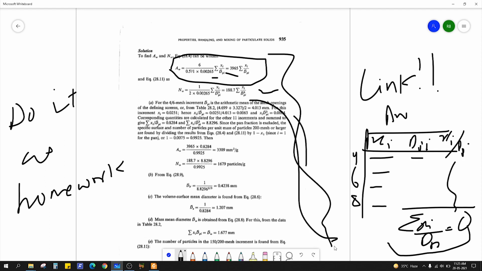Similarly, while calculating the volume mean diameter and surface mean diameter, use a table. So do it as homework. This is your first assignment.